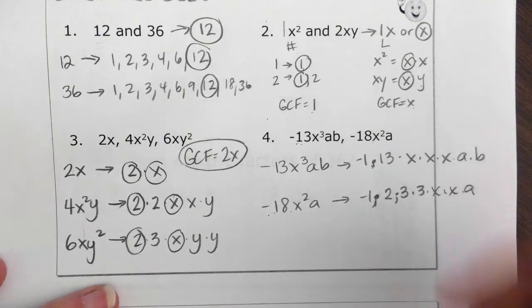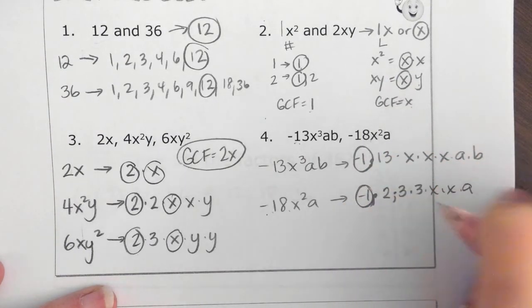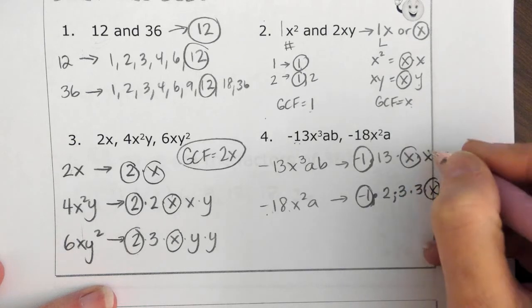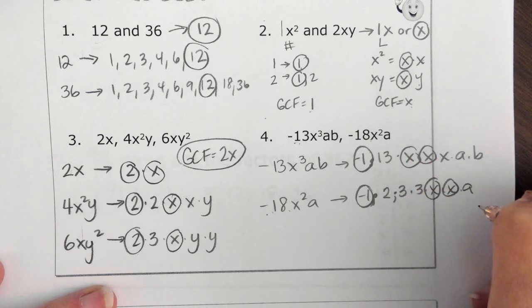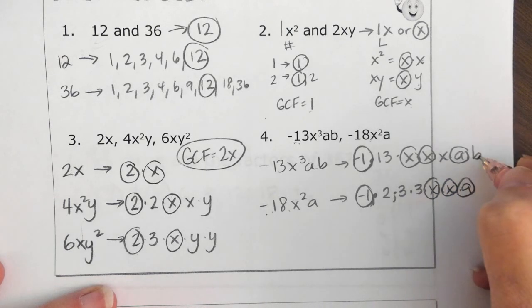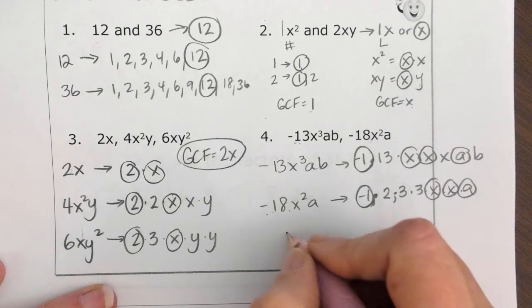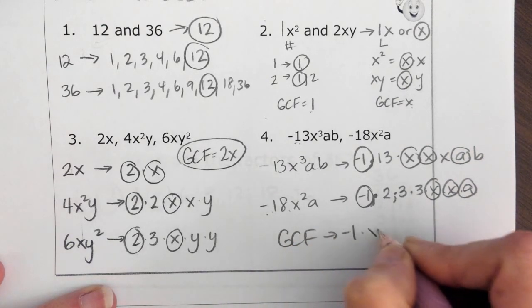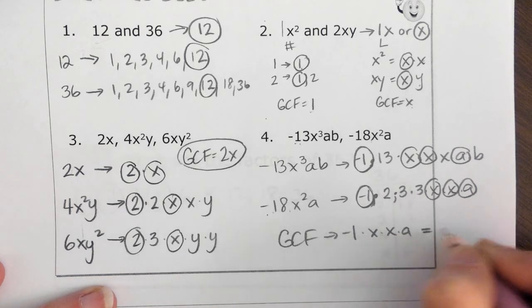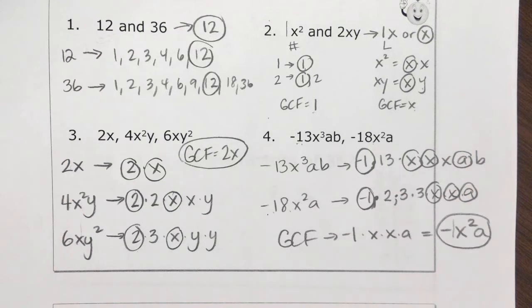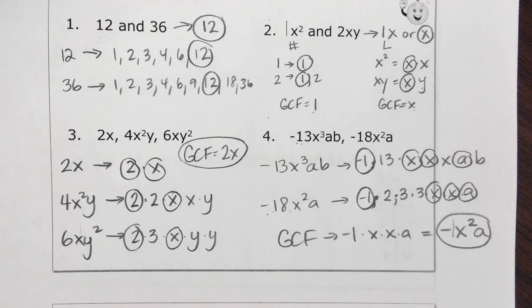So now I'm going to start collecting things they have in common. They both have a -1, but they don't have any more numbers in common. They both have an x. They both have another x, but they don't both have another one after that. They both have an a, but they don't both have a b. So when I write that down, my GCF is -1 times x times a, which is -x squared a. And if you put -1x squared a, totally fine. It's not wrong. But we just don't usually put that one in there.